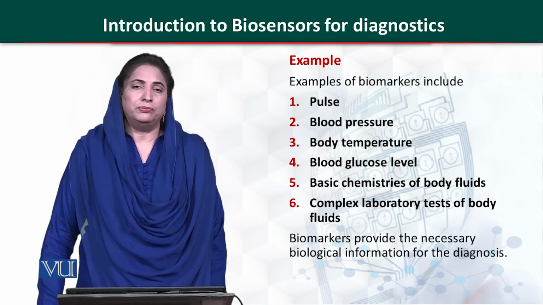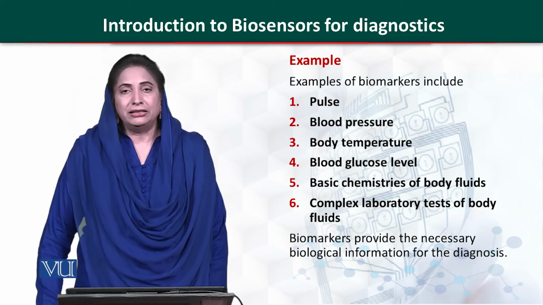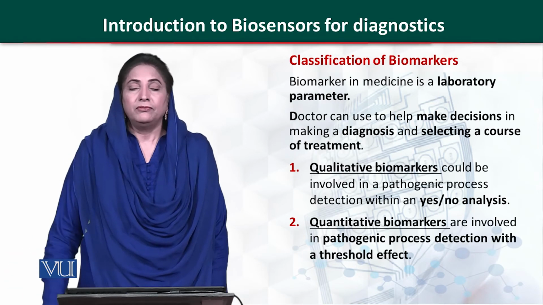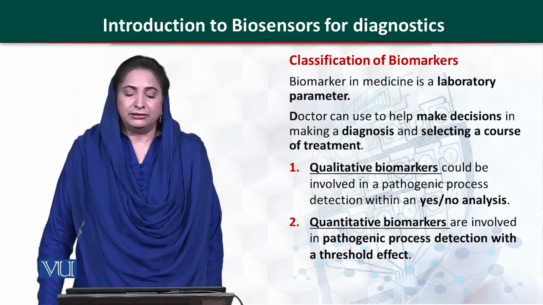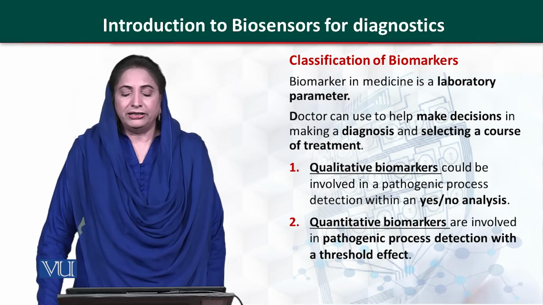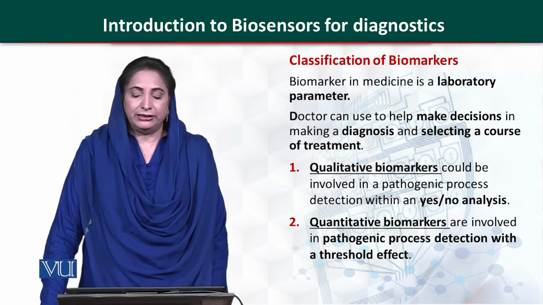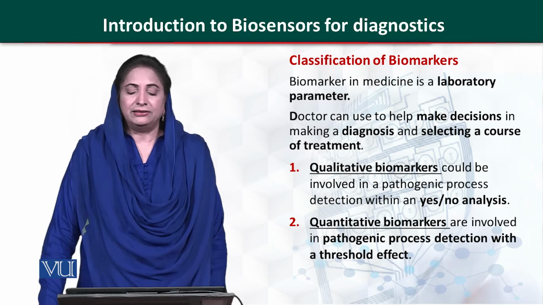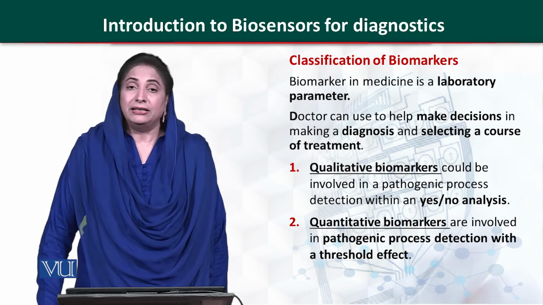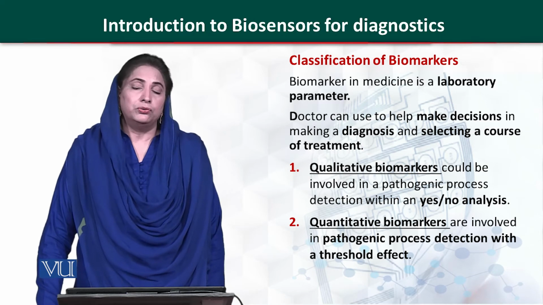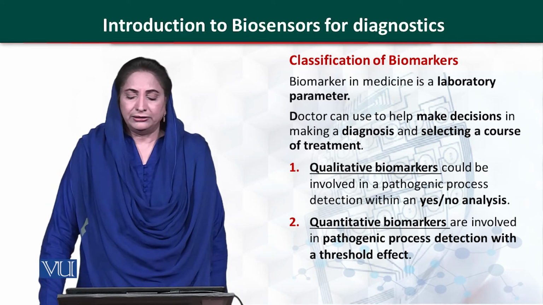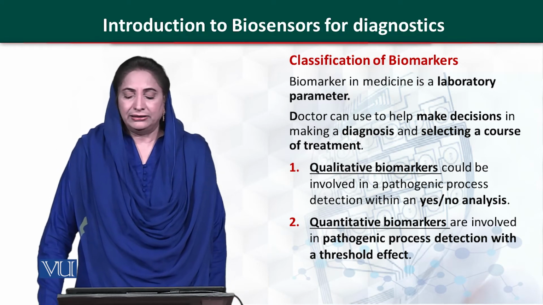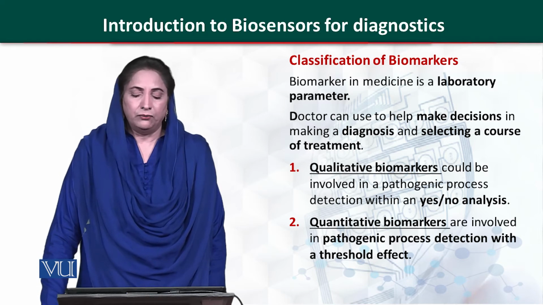These biomarkers could be physical in nature, they could be molecular in nature, or there could be other types of biomarkers. Broadly, we can classify biomarkers into 2 types. One is the qualitative biomarkers and the other is the quantitative biomarkers. Actually, biomarkers provide us the information as a laboratory parameter. And this laboratory parameter is used by physicians or doctors to make a decision about the diagnosis and selecting a course of treatment for the patient.